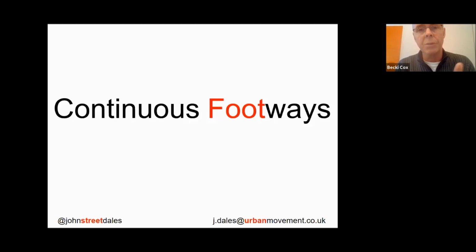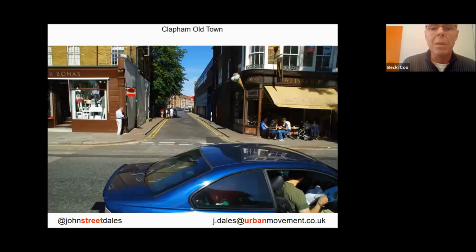And the idea of continuous footways, they've sometimes been dubbed Copenhagen crossings. They are, for reasons I've yet to really understand, sometimes spoken of as blended crossings. It just gets away from the fact that what we are talking about here is running the footway continuously. And by continuous, I mean no concessions.